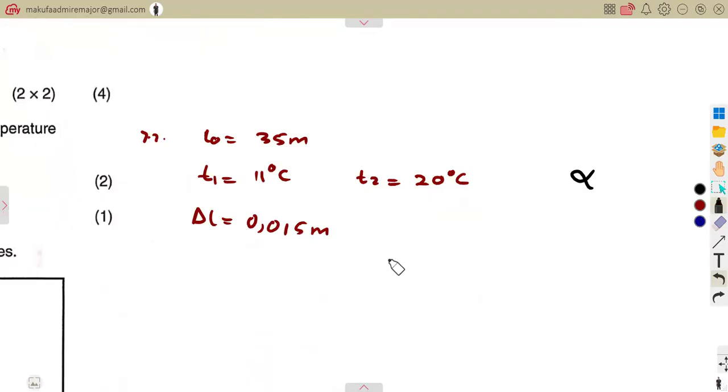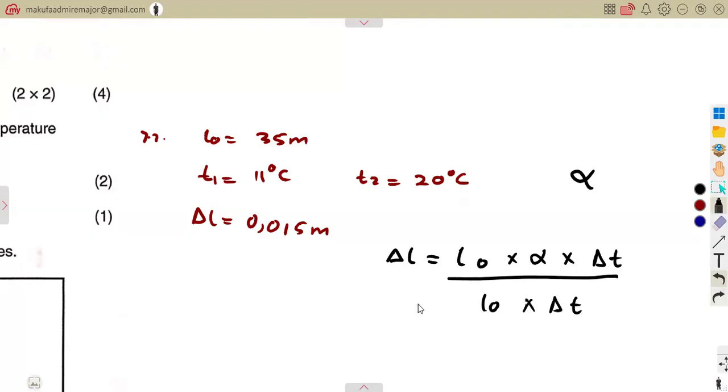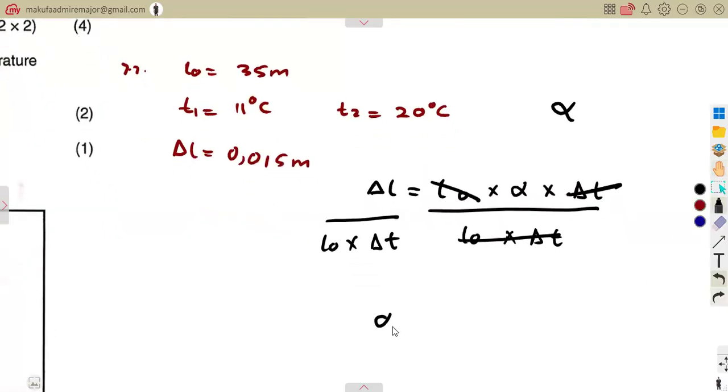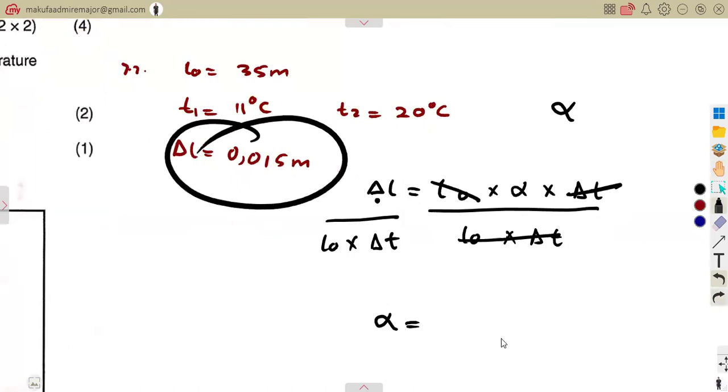So with that formula that we are given, we can manipulate it to get the alpha that we want. Just divide both sides by the original length times the change in temperature. That is going to cancel, and you remain with the linear coefficient of expansion. So that's the change in length, you have it.